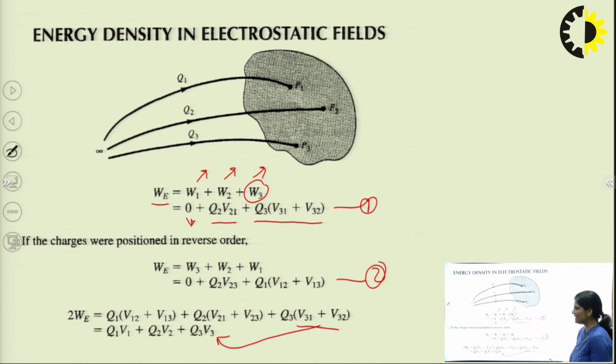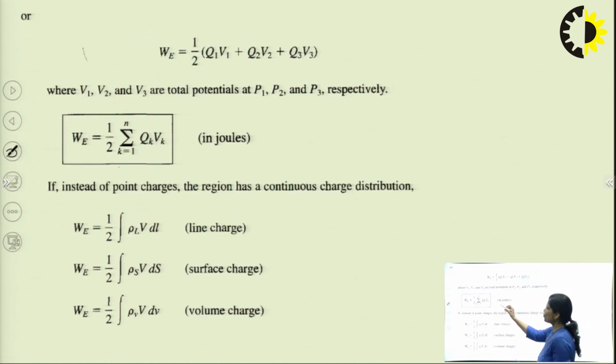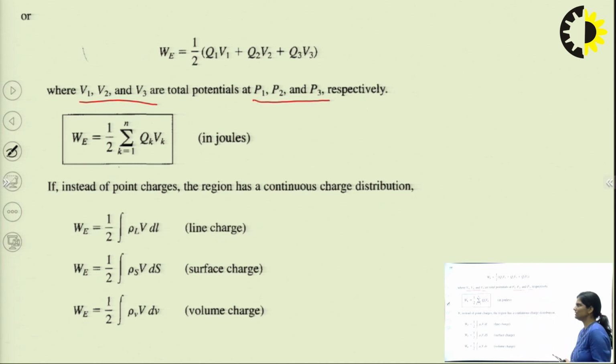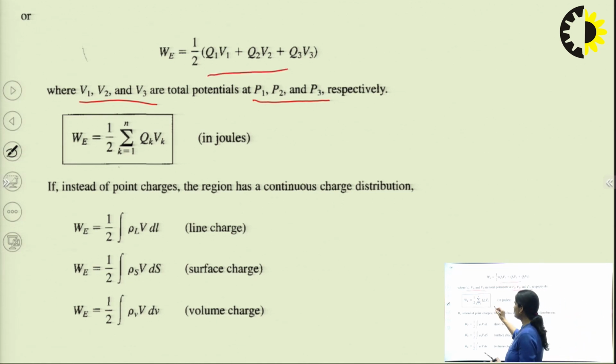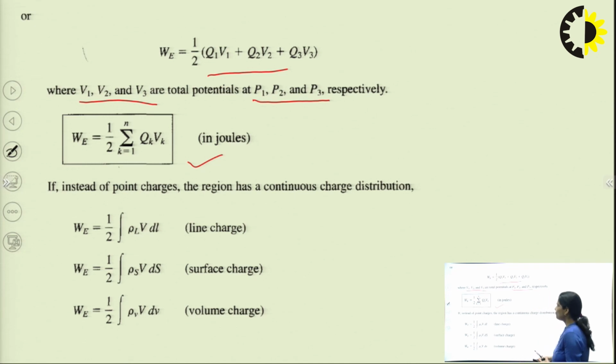And find out here WE is equal to what? WE is equal to 1 by 2 of Q1 V1 plus Q2 V2 plus Q3 V3, where V1, V2, V3 are total potentials at points P1, P2, P3 respectively. Now, if you have n number of charges, write down the equation for n charges. This is the energy potential for this field. WE is equal to 1 by 2 summation K is equal to 1 to n QK VK, if you are considering n number of points and you have to find out potential for all those points.